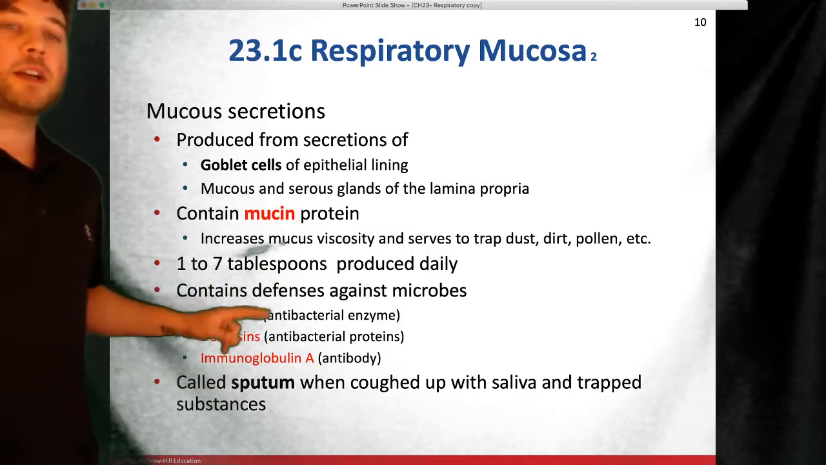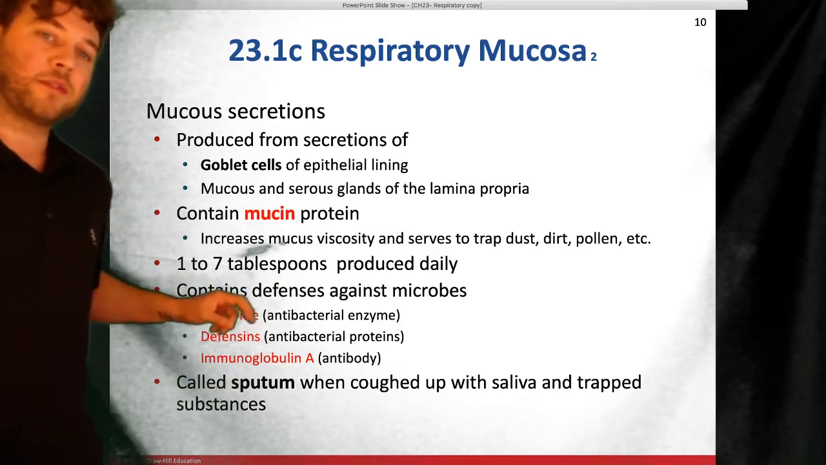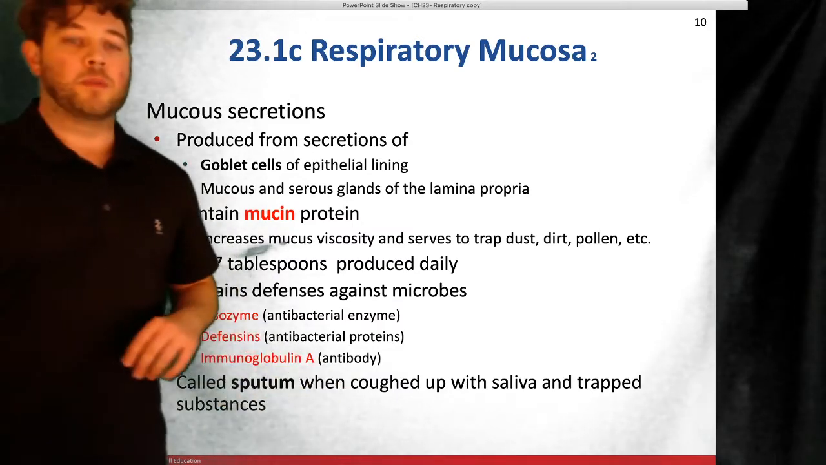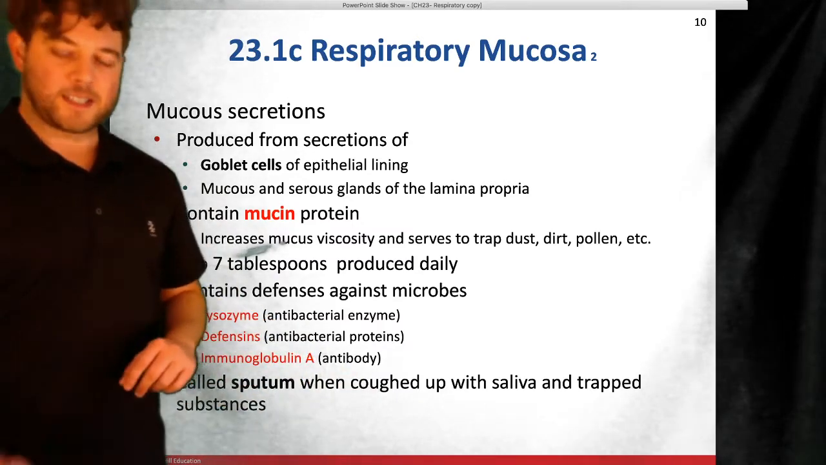I will let you figure out which parts of the immune system these are part of. Are they part of innate or adaptive immunity? When you cough it up, it's called sputum. We have saliva and trapped substances in there.